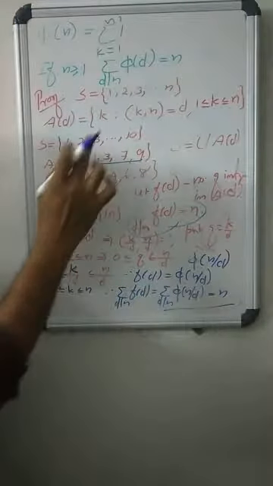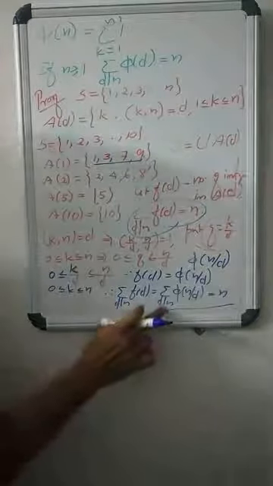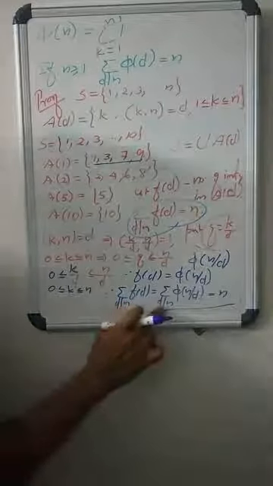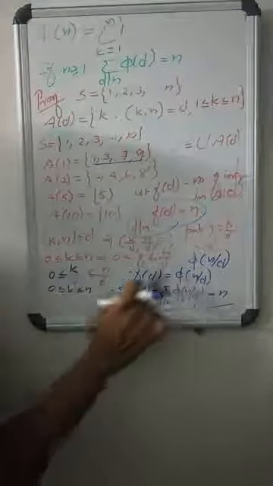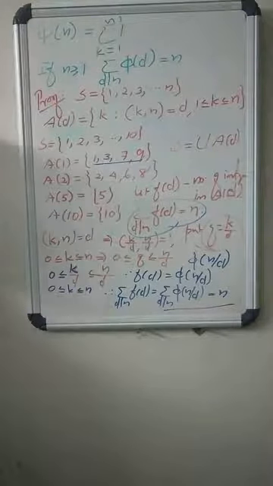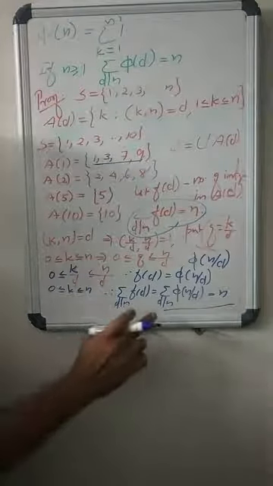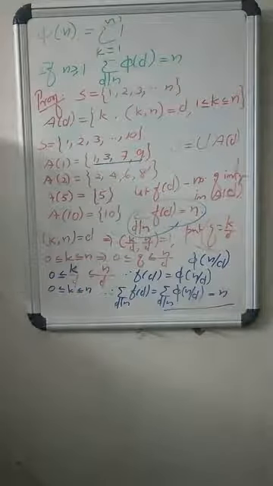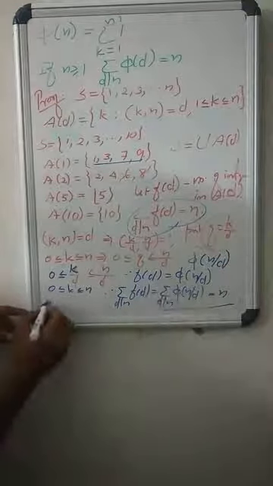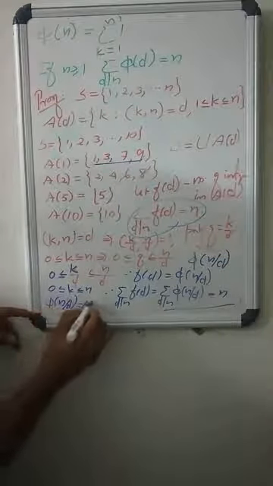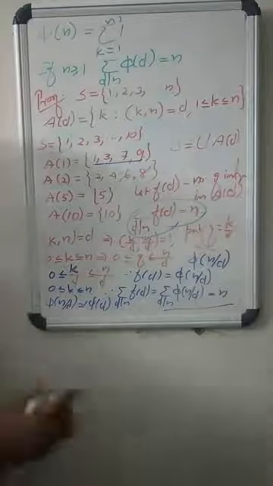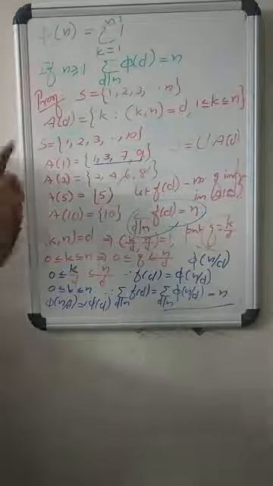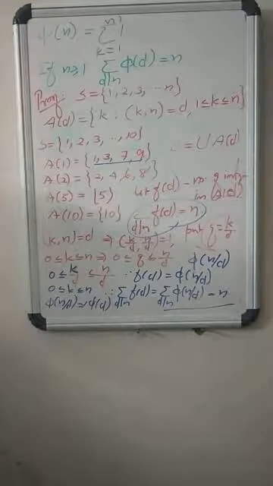Here, since d is the GCD of k and n, d runs through all divisors of n, which means n by d also runs through all divisors of n. So phi of n by d is equivalent to phi of d. So you can replace this phi of n by d with phi of d. So we have the result, sigma over d dividing n of phi of d equals n. That is the proof.